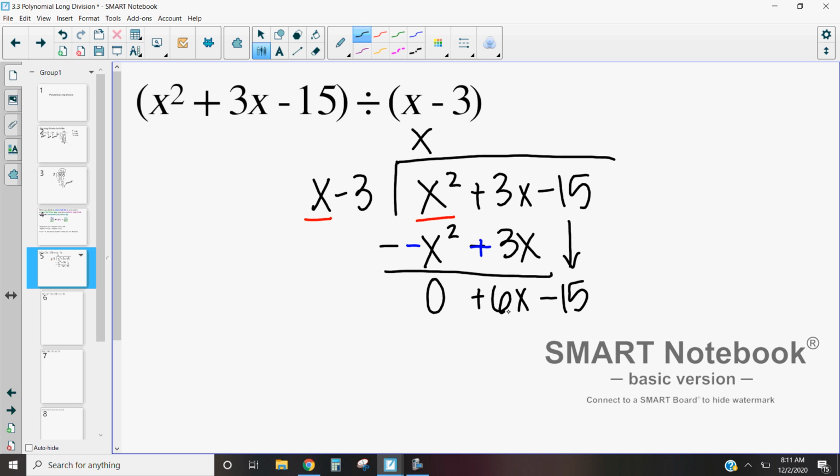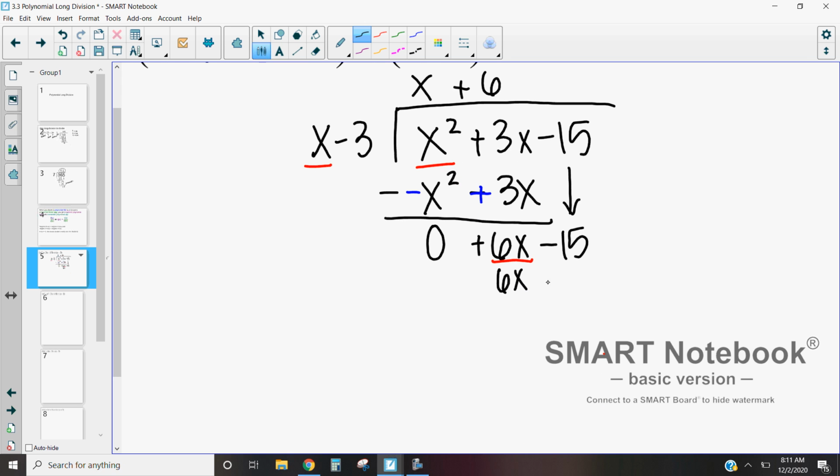Now I need to ask myself, what number do I multiply x by to get 6x? Well, that number is going to be a positive 6. So we're going to write plus 6 there. X times 6 equals 6x. Negative 3 times 6 is going to be negative 18. And then we are going to change those signs. So this one becomes a minus, this one becomes a plus. 6x minus 6x is 0. Negative 15 plus 18 is going to give us a positive 3.